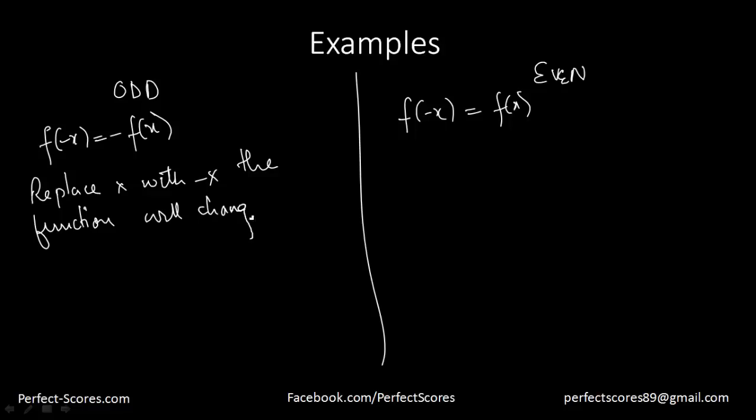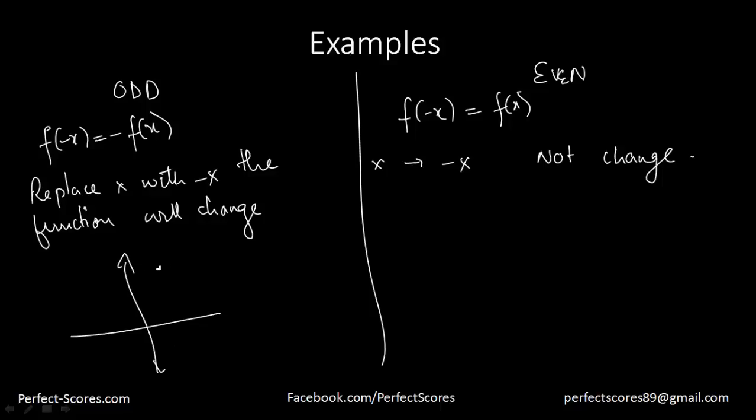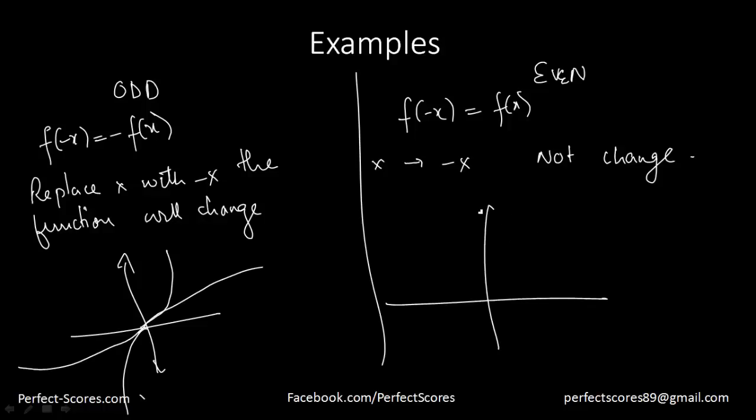Here, what happens is that if you replace x with negative x, the function will not change. Here the function is not symmetric with respect to the y-axis. If the function is here like this, it will be here like this. Here the function is symmetric with respect to the y-axis. If it's here like this, it would be here like this.